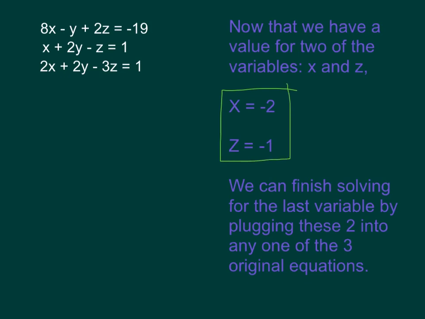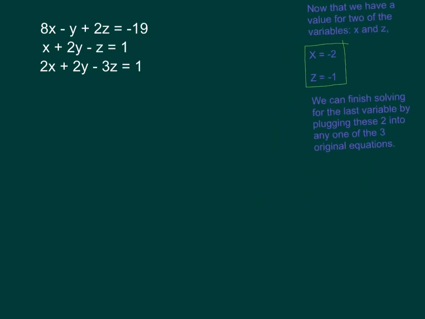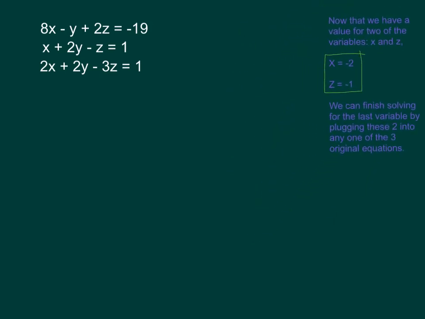I can finish solving for the last variable by plugging these two into any one of the three original equations. It doesn't matter which one. I can pick any one that I want. I'm going to choose this equation because it has the fewest or smallest coefficients to work with. And I'm going to plug in -2 for x and -1 for z. And I'm going to solve.